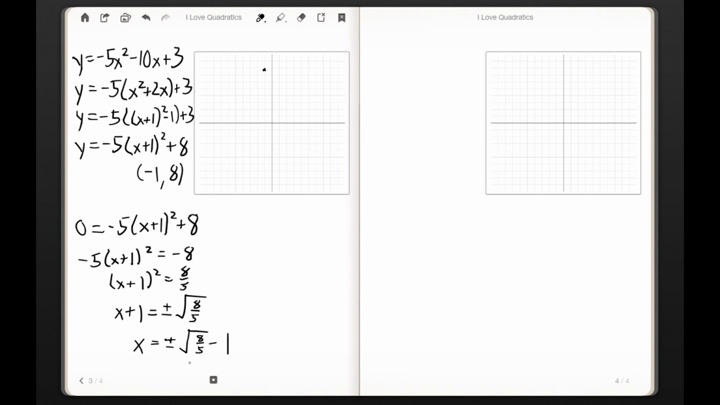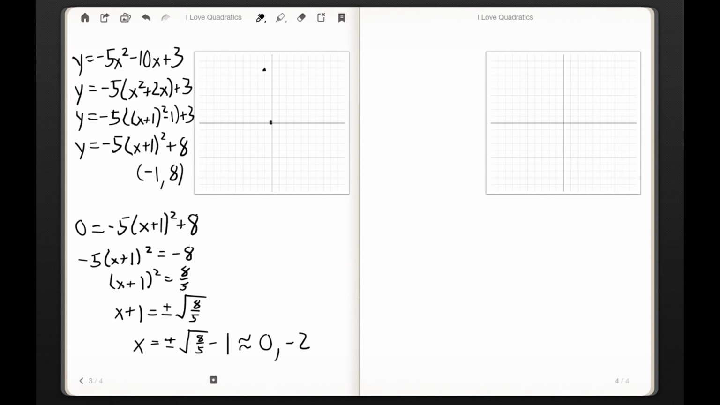Okay, so now that we have our two roots, we want to plot them on the graph. So we're going to have to estimate about where they are, since they're not rational numbers. So square root of 8 over 5. 8 over 5 is 1.6. Square root of that is going to be around just over 1, 1.2, 1.3. So we can actually keep it pretty simple. It's close enough to 1. Let's just round it off. So this is going to be approximately equal to, that's what that little notation means, two squigglies, about 1 minus 1, which is 0, or negative 1 minus 1, which is negative 2.